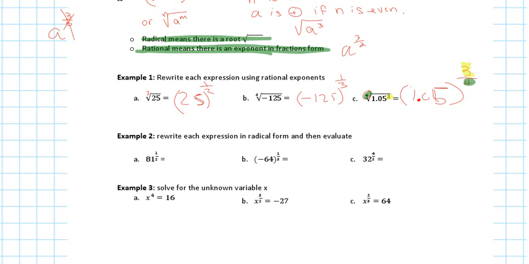Rewrite each expression in radical form and then evaluate. So they want you to write it in radical form, and then after that they want you to evaluate. So if it's minus 125, it's in the bracket. And the other one's in the bracket. Yes, they all have to be in bracket. Whatever's under the radical goes in bracket. Okay? What if it's minus or plus? Yes.